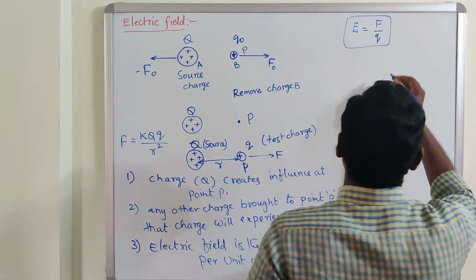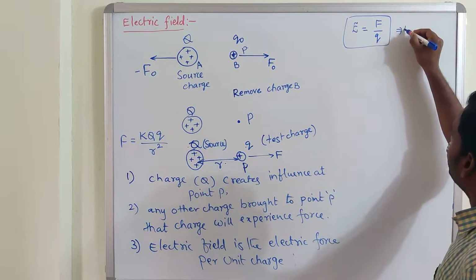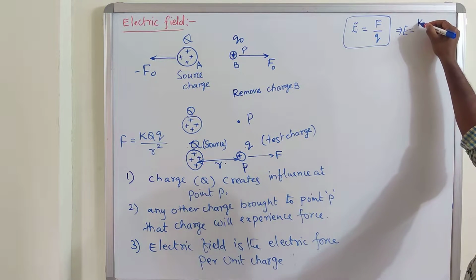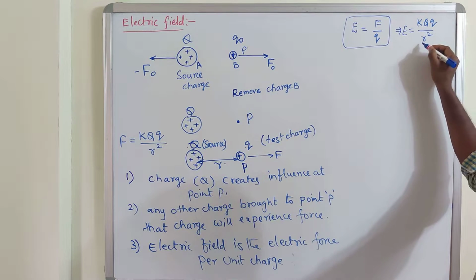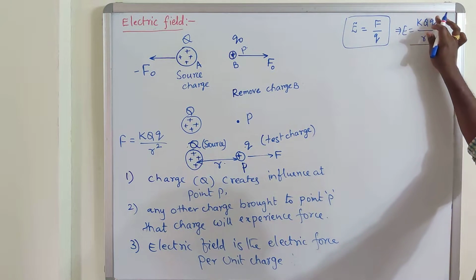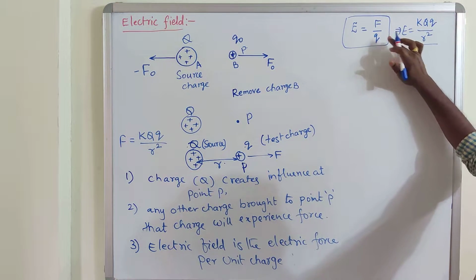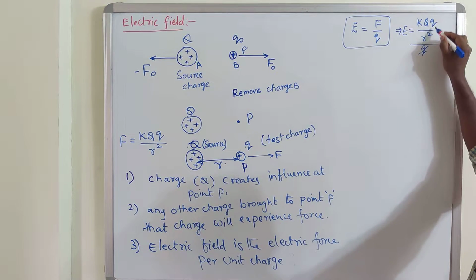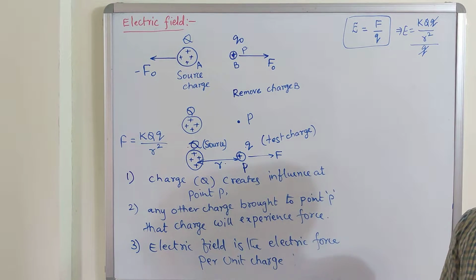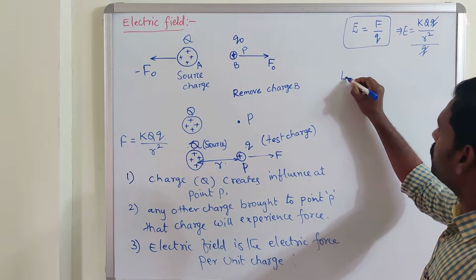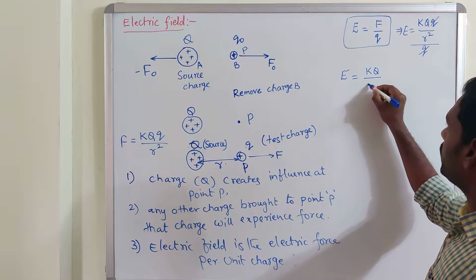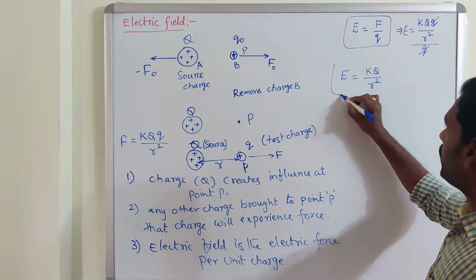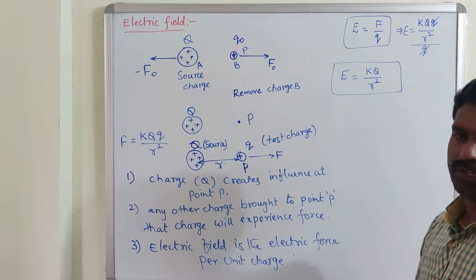Now what I am doing here: electric field is equal to force divided by q, that is K into capital Q into small q by r square, divided by small q. So this q and this q cancel out. Now the magnitude of electric field is given by KQ by r square. The magnitude is KQ by r square.